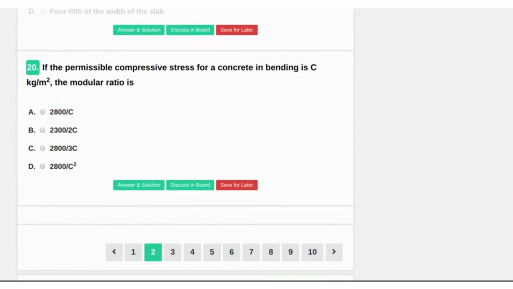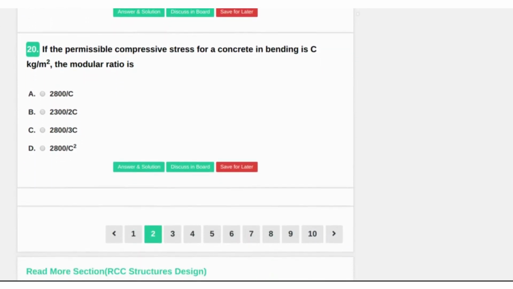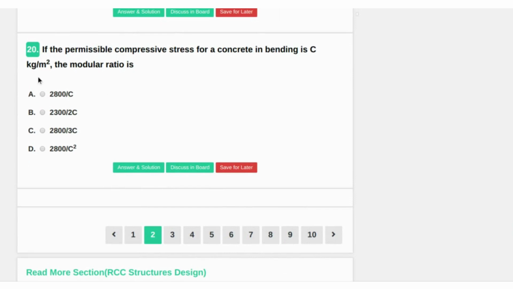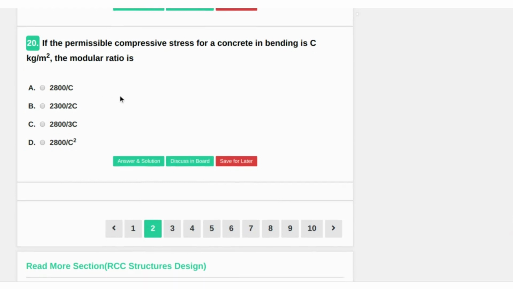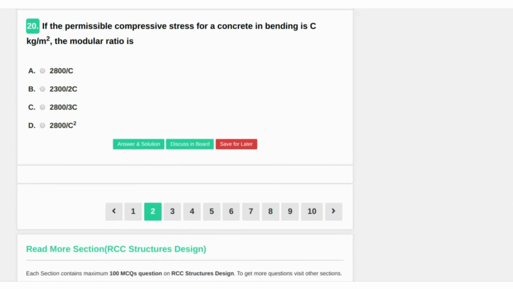If the permissible compressive stress for concrete in bending is sigma cbc in kg per cm square, the modular ratio is 280 by 3 sigma cbc when sigma cbc is given in Newton per mm square. Here it is kg per cm square, divided by 10 is Newton per mm square. So 280 by 3 sigma cbc divided by 10 equals 2800 divided by 3 sigma cbc.